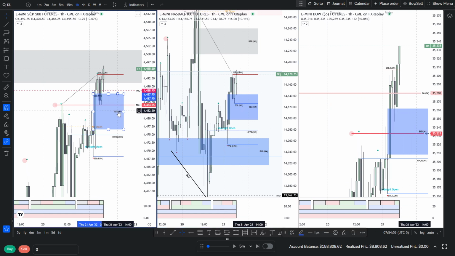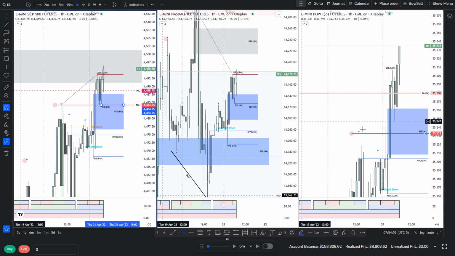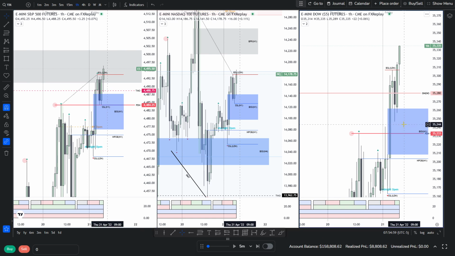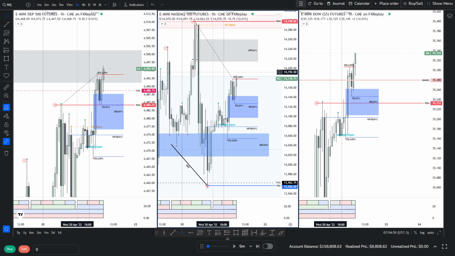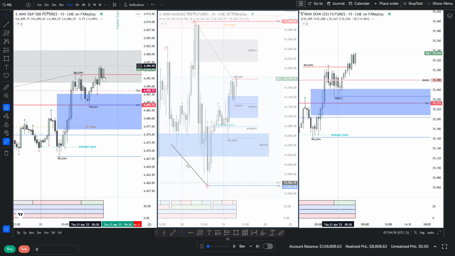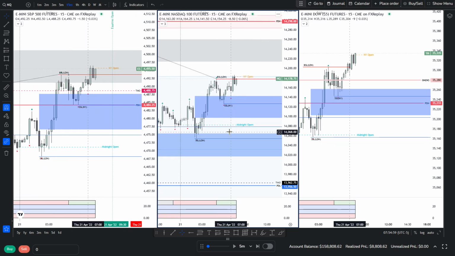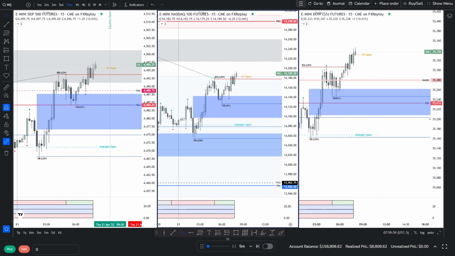I'm going to mark that low. And we're going to mark this low. Now again, I'm not anticipating the market to come back there, but should still monitor. So we're at 8 o'clock.